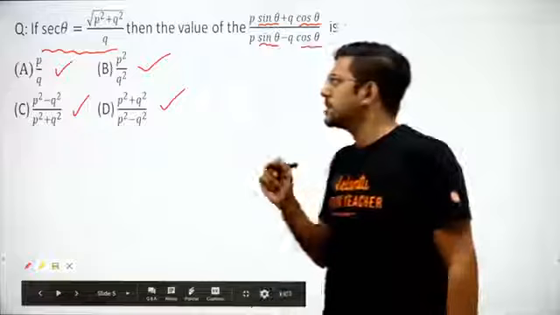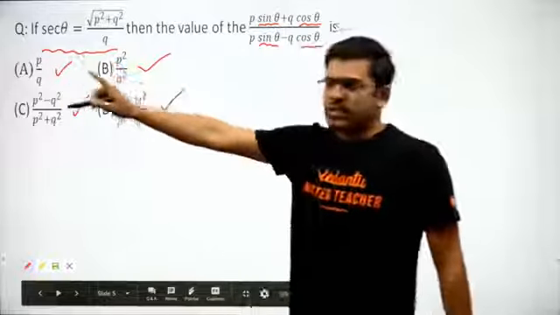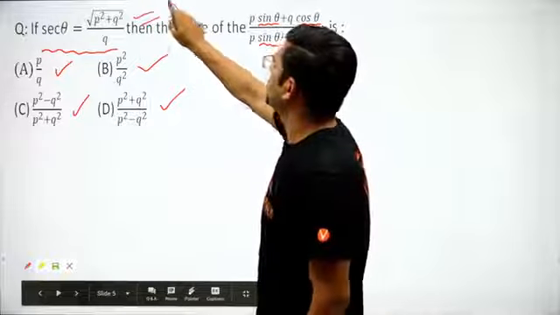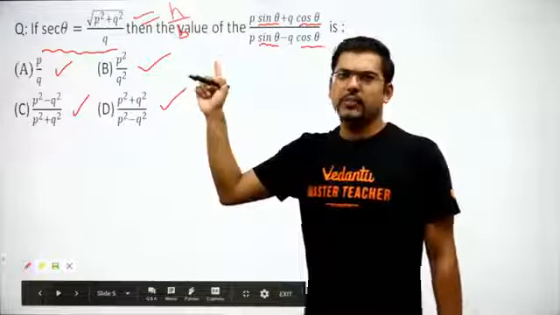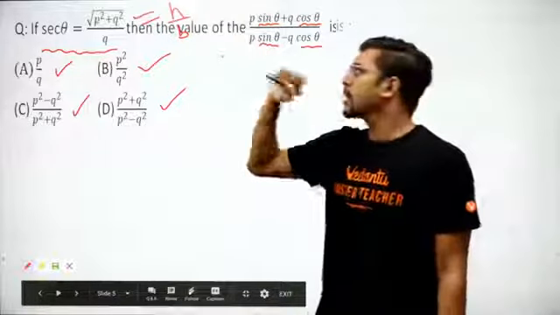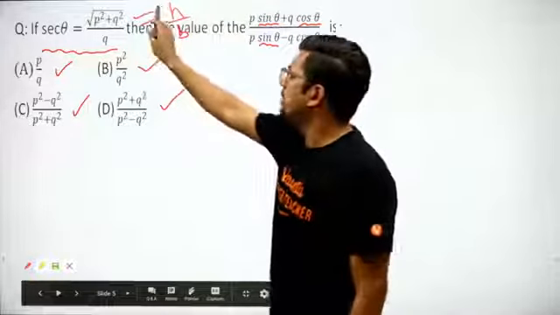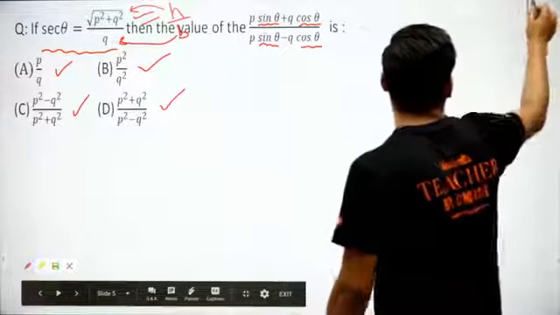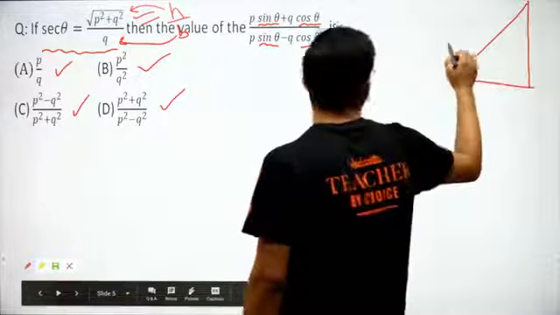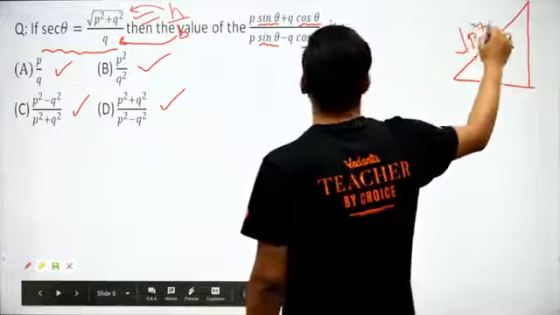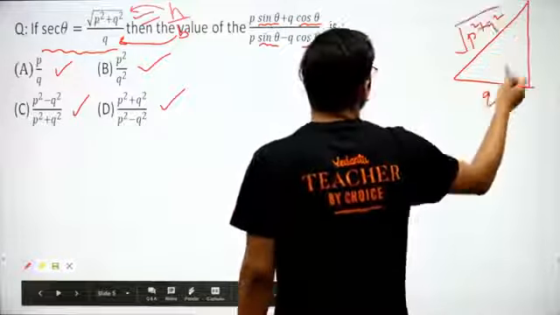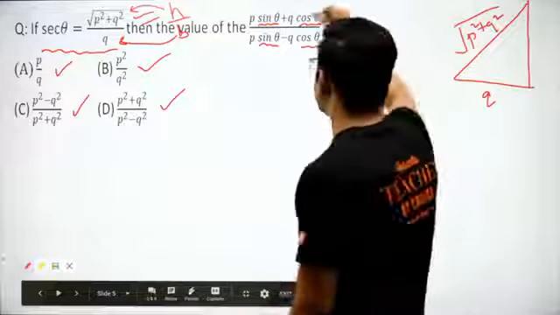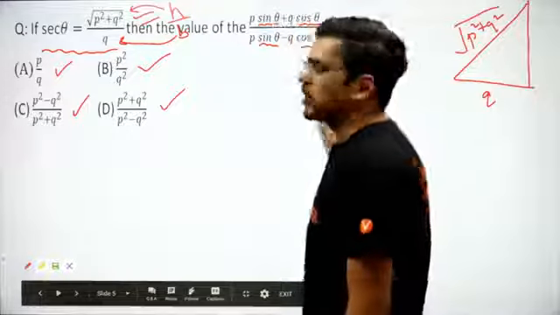One way would be this: see, this is sec theta. So sec theta can be written as, you all know, hypotenuse by base. I'm writing it here only because I won't solve using this method. Hypotenuse by base. So this becomes hypotenuse and this becomes base. And thereafter you will draw a triangle. Hypotenuse would be root under p square plus q square and base would be q, and then find the ratios, and thereafter find sine theta, then cos theta, and then put in the values.